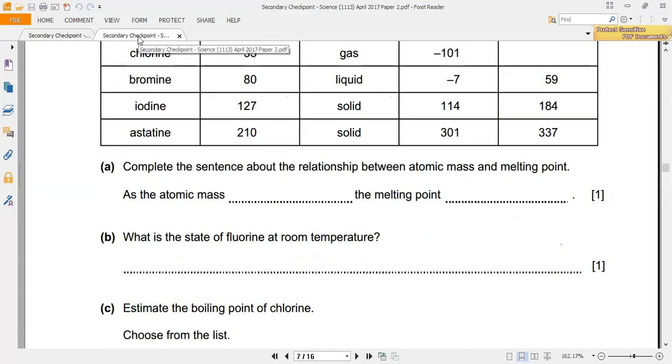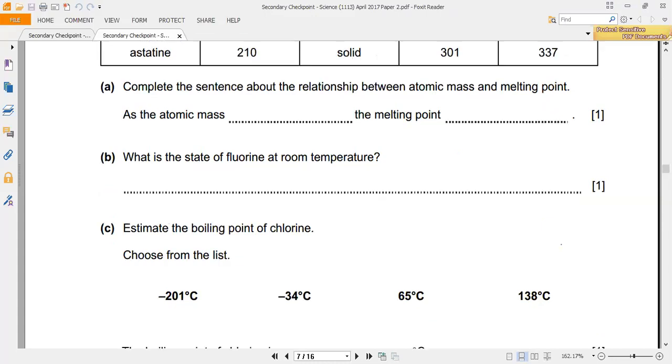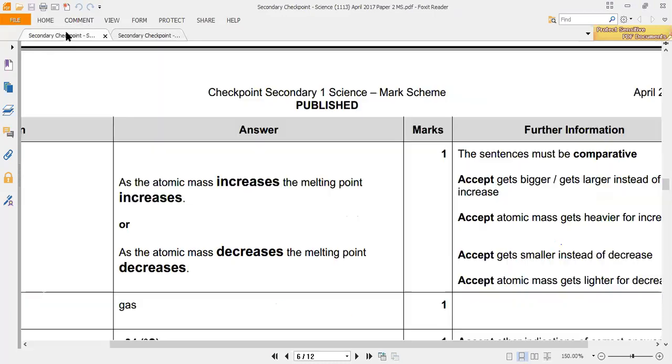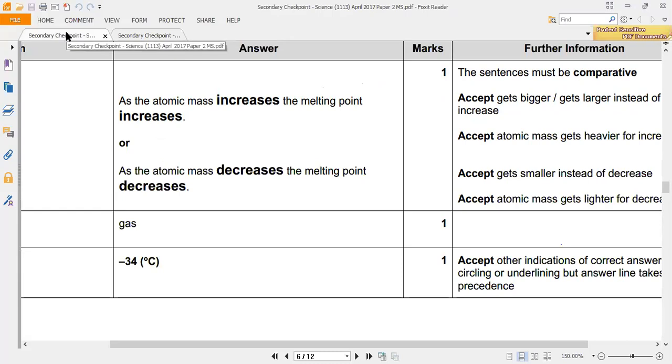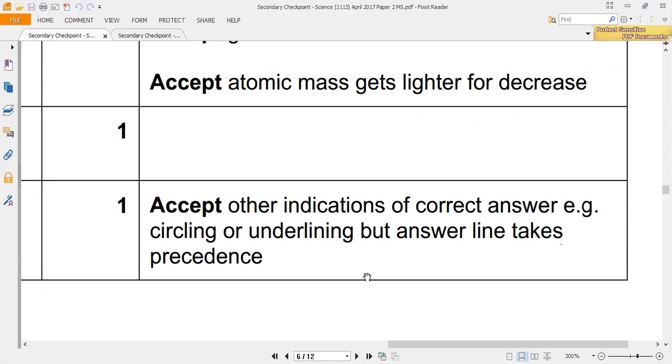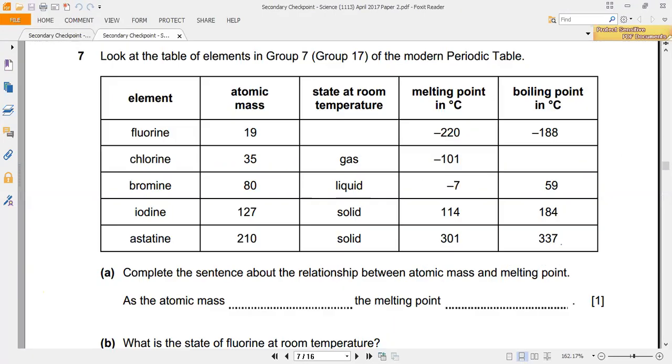Number C, estimate the boiling point of chlorine. Choose from the list. The boiling point of chlorine is not mentioned, but it should be relatively low. So here he mentioned minus 34, or even accept any indications for a correct answer. For example, if you circle or underline the answer, but do not write it on the line, it's also going to be taken. If you even mention the percentage, it will also be considered an accepted valid marking point.